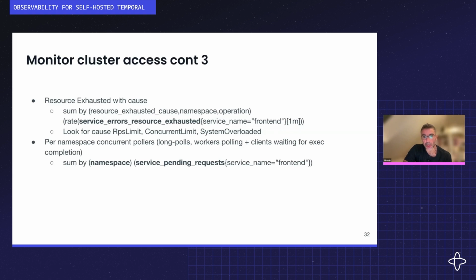For concurrent pollers, we also have the service pending requests metric, where you can see the concurrent pollers per namespace as well. If that's too high, that would translate into the resource exhausted errors for resource exhausted cause concurrent limit as well, and you have some indication of which namespace is hitting which sort of resource exhausted issue.